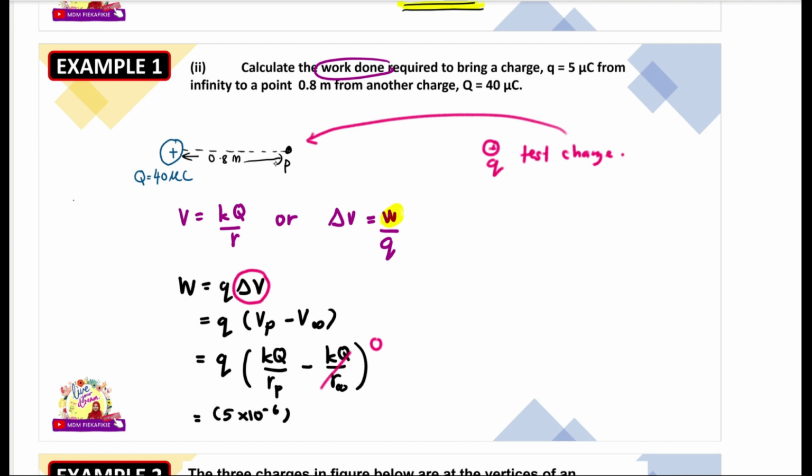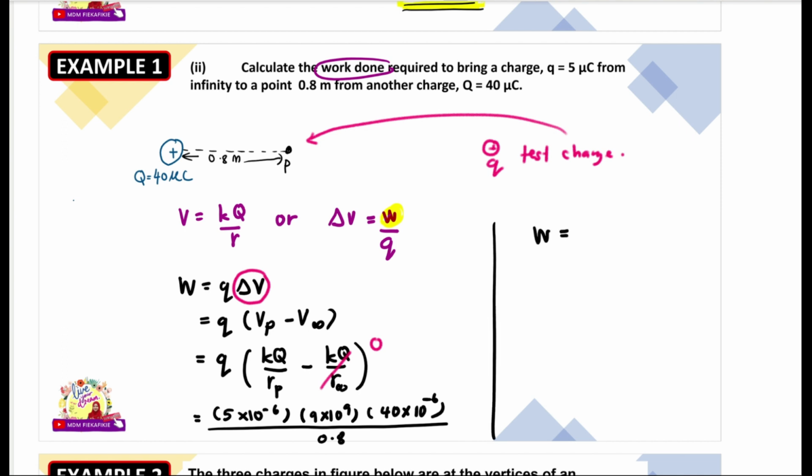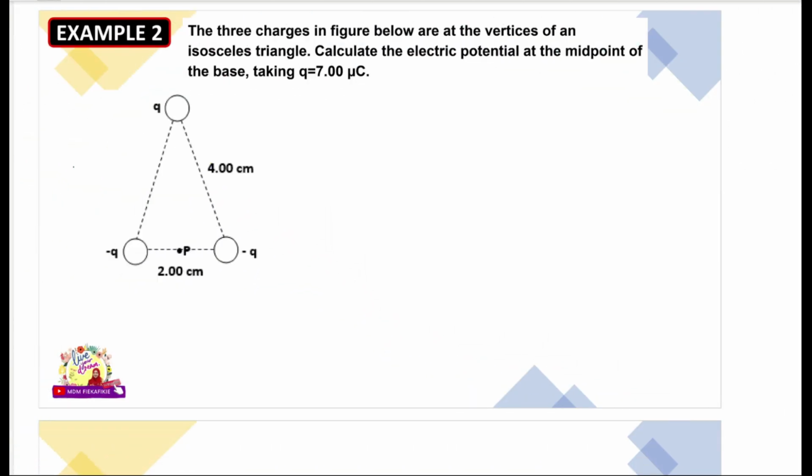Times K Q over R. RP is 0.8. And finally, we have the answer: work done required to bring a test charge Q equal to 5 microcoulomb daripada infinity to 0.8 meter from the point charge is equal to 2.25 joule. So this is the answer for example 1, question number 2.